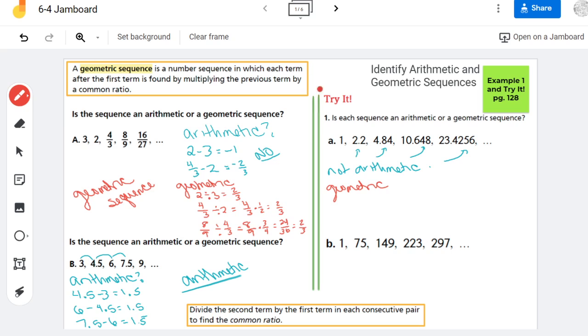Alright, so now for geometric, remember you just take one term and divide by the term behind it. So 2.2 divided by 1 is 2.2. 4.84 divided by 2.2 is 2.2. 10.648 divided by 4.84, also 2.2. So this is a geometric sequence. Oops. Sometimes spelling's hard for me.